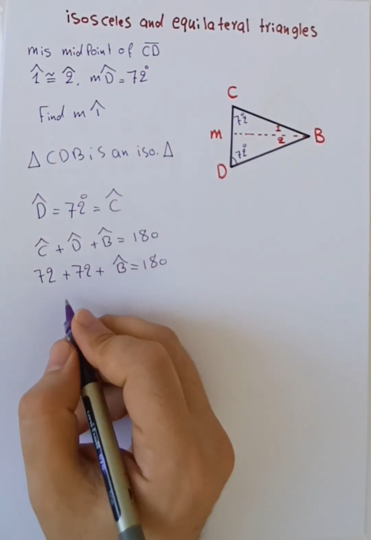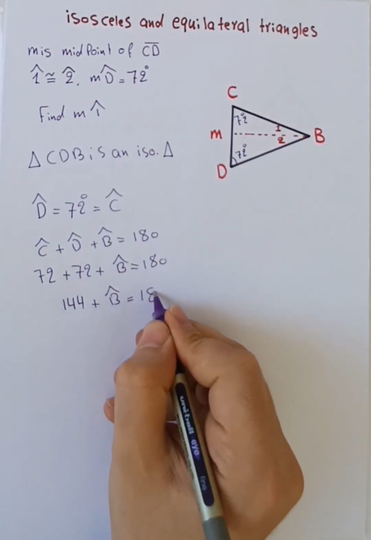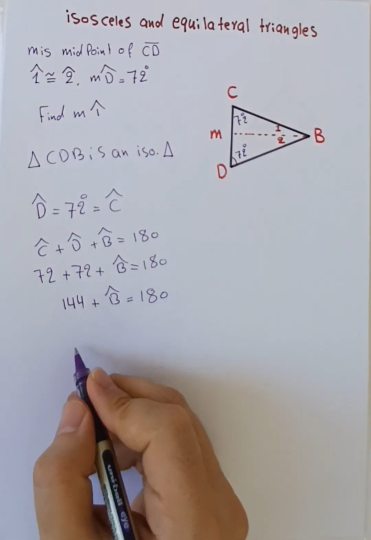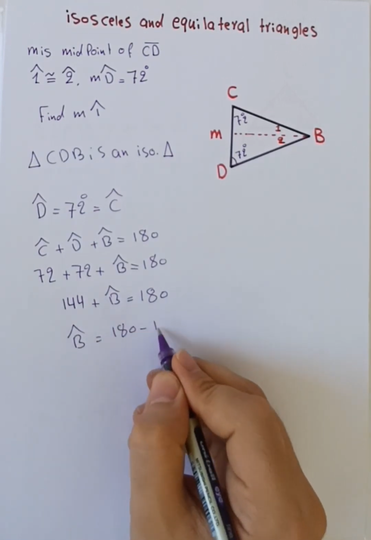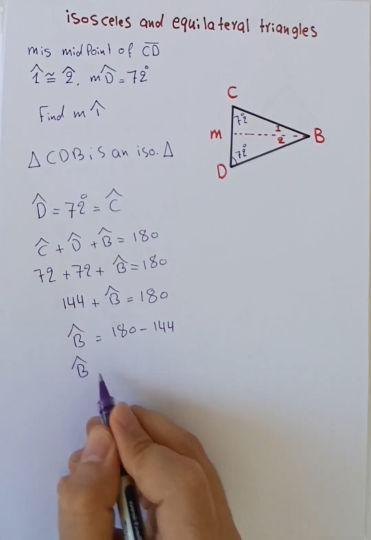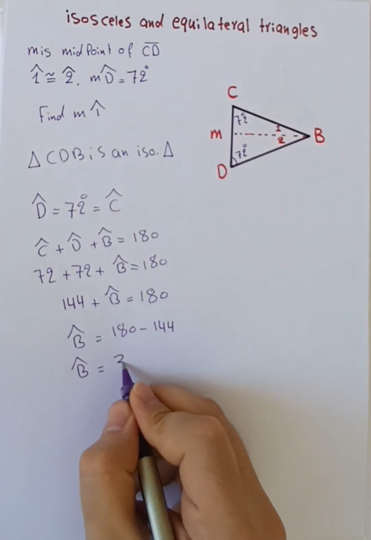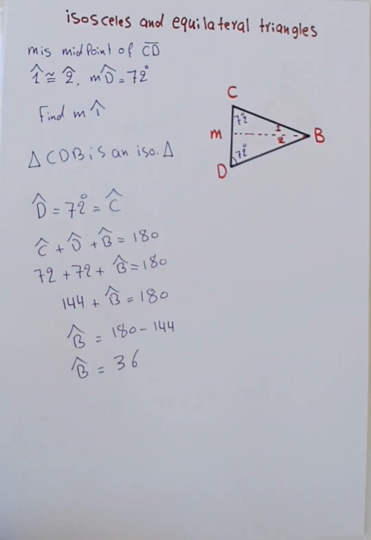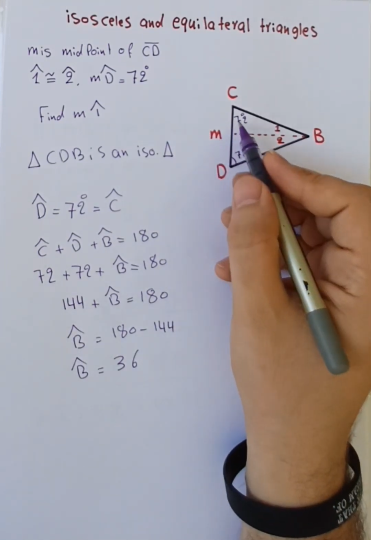72 plus 72 equal to 144, plus the measure of angle B equal to 180, and then we have to subtract these two numbers for finding the measure of angle B. 180 minus 144 equal to 36. So the measure of angle B is 36, and then M is the midpoint of CD.